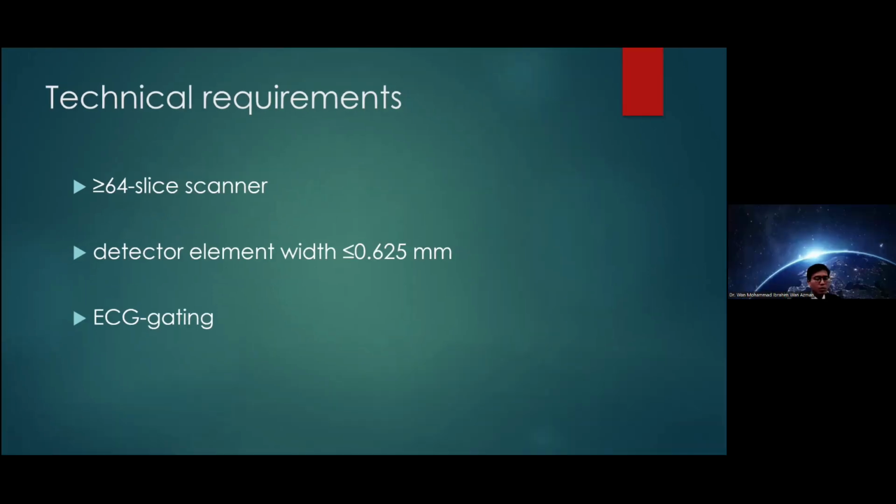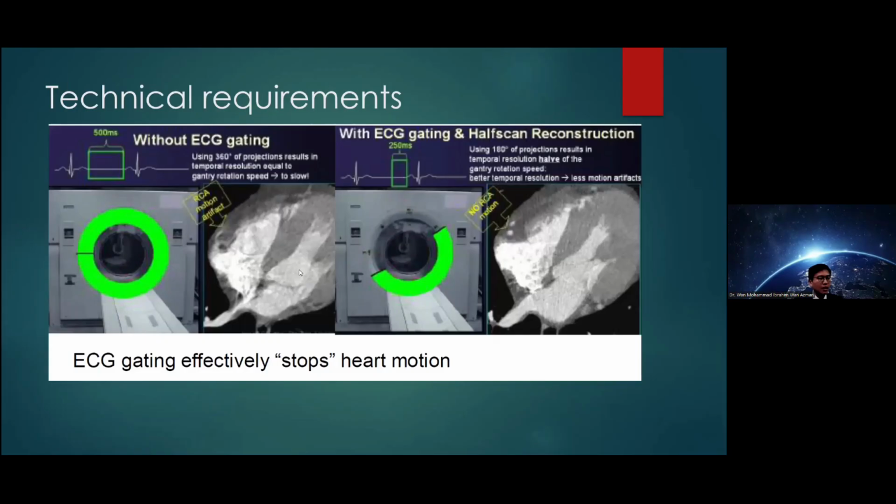So minimum requirements to perform a CT coronary artery is a 64-slice scanner and also ECG gating. ECG gating basically stops the heart motion. As you can see on the image on your left, the RCA is not properly visualized due to non-ECG gating, due to motion artifact. And on the image on the right with the ECG gating, you can outline the luminal area of the RCA adequately.